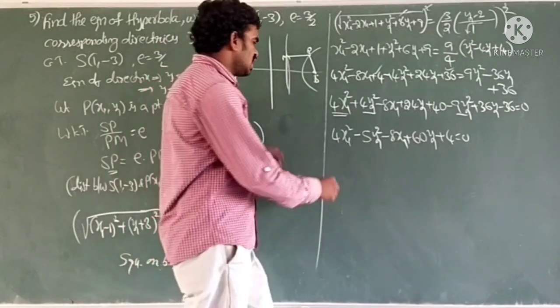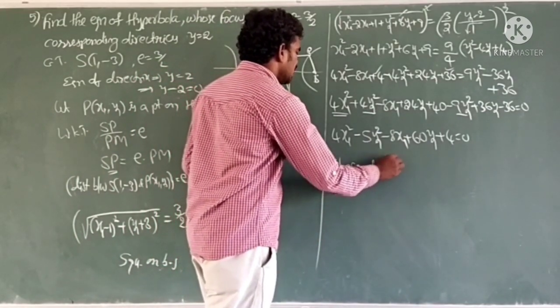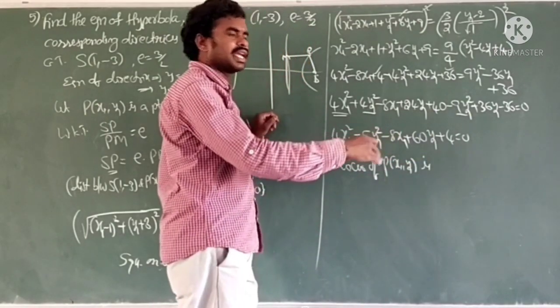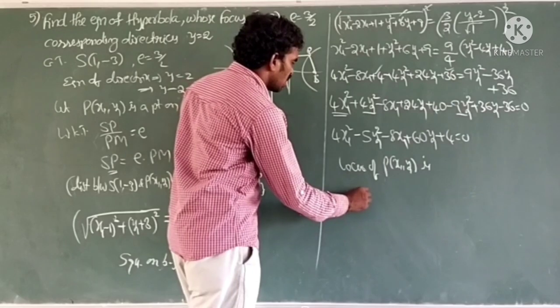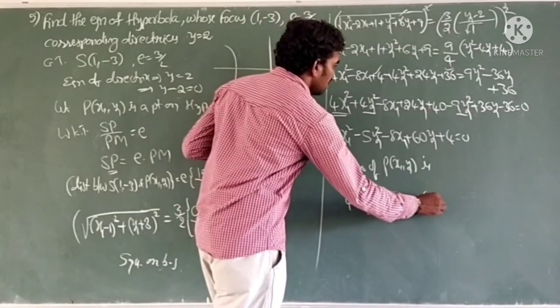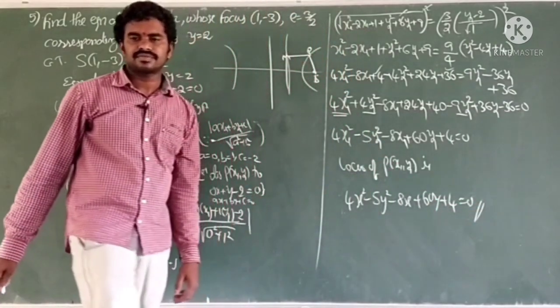Okay, so finally, the locus of P (x1, y1), otherwise the required hyperbola, is 4x square minus 5y square minus 8x plus 60y plus 4 equal to 0. That is the answer. Okay.